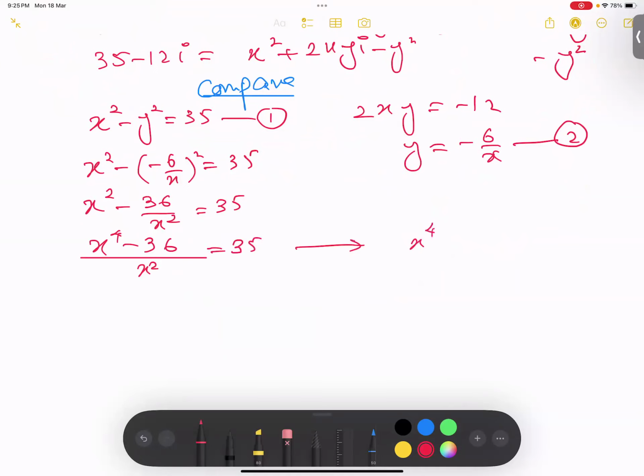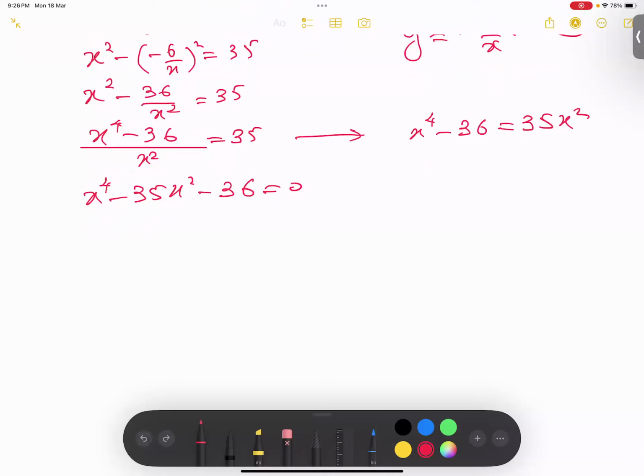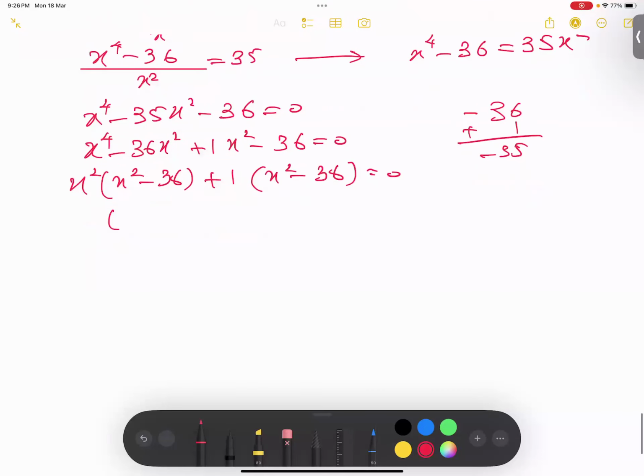Cross multiply, I get this kind of form: 36 equal to 35 x to the power 2. Bring it on the left hand side, rearrange, I get this kind of form. Okay, wait a minute, this is correct. We can apply factorization, or you can apply the quadratic formula. So x to the power 4 minus 35 x square minus 36 equals 0. Splitting: x to the power 4 minus 36 x square plus 1 x square minus 36 equals 0. I have taken x square common, here 1 common, I get x square minus 36. So after this factorization, I got this kind of form.